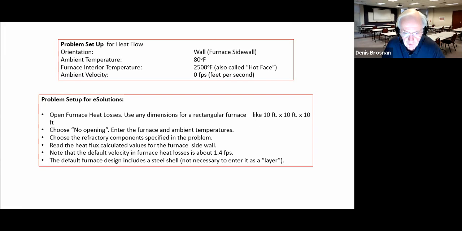We'll look at the heat storage in the walls. We'll read this information and record it. You might want to note that the default design includes a steel shell in eSolutions, so you don't have to add it like you do in heat flow. The default ambient velocity is just under 2 miles per hour, or excuse me, under 2 feet per second.